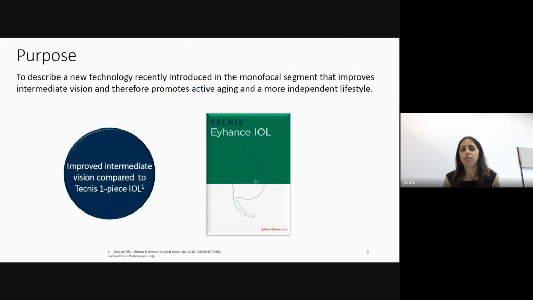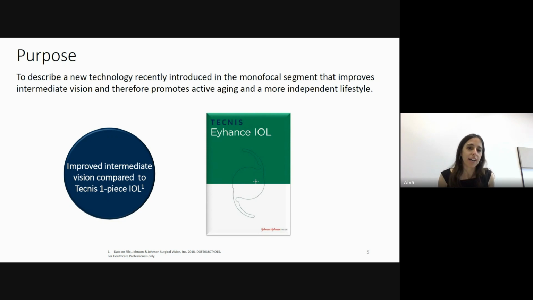So I thought that for today, maybe a good way to present how we do it was to give an example. And I'm selecting the one that I'm closest to, that is the Technis Eyhance IOL, because that's the design that I worked on from the beginning to the end. So I thought it was a good experience to see how the design was, how we achieved this design, and how we validated and the process to get the data.